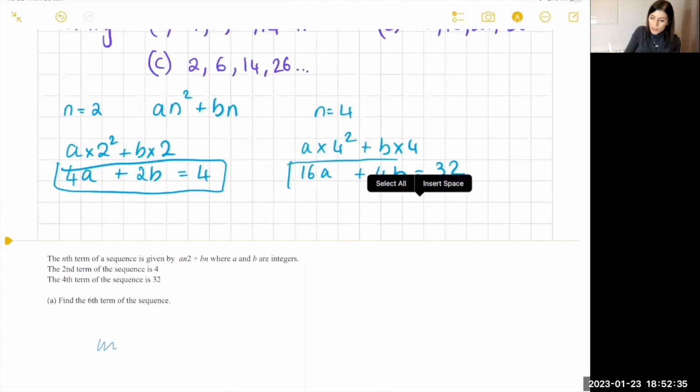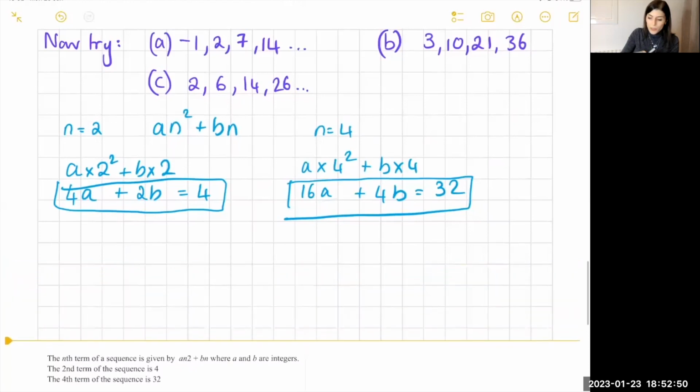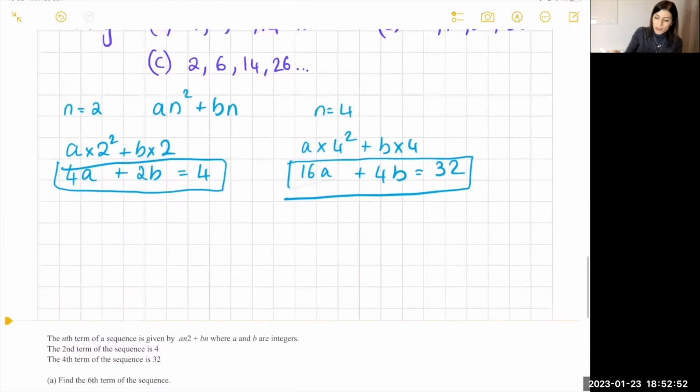Now notice we have two equations that are in terms of a and b, and we know that a and b have to be the same value. So these are what we call simultaneous equations, and you can solve it just like you've been solving all your other simultaneous equations. There's a reason why this question is 4 marks, okay?